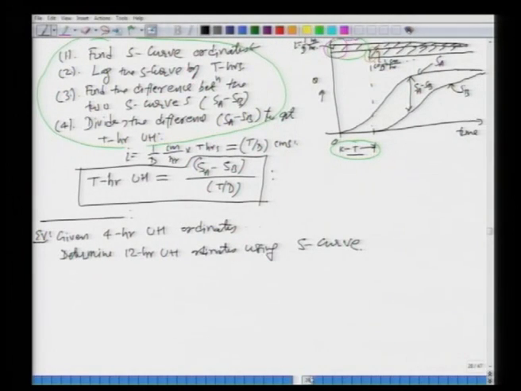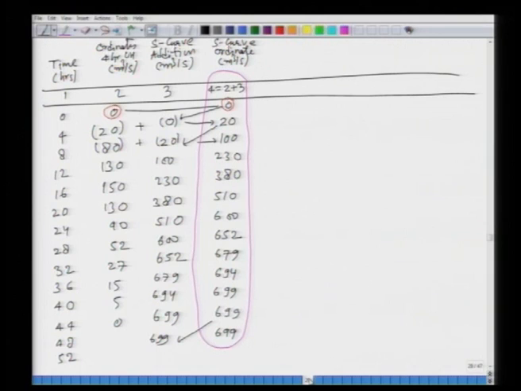Let me show you that. So, the next column is going to be your S curve lagged by how much? T hours, which is 12 hours in this case. It could be 11, it could be 10, it could be anything.